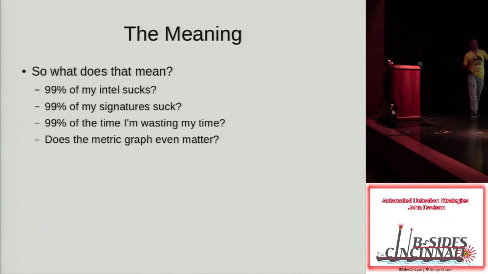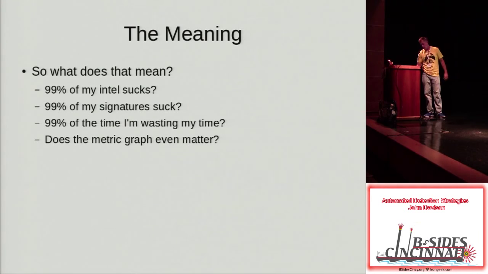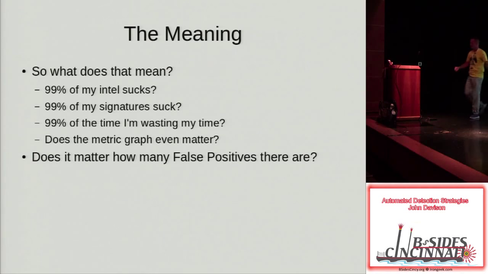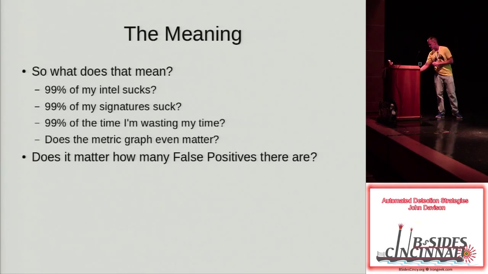Does it mean that 99% of my intelligence sucks? Does it mean that 99% of my signatures are horrible? Does it mean that 99% of the time I'm actually wasting my time? Or, going back to that graph I was talking about, where I was going up, does the metric even matter? Does the number of false positives even matter? Every time I've gone through this slide, or this pitch, or presentation, I've had trouble transitioning from this thought to the next, so bear with me on this. Does it matter how many false positives there are?